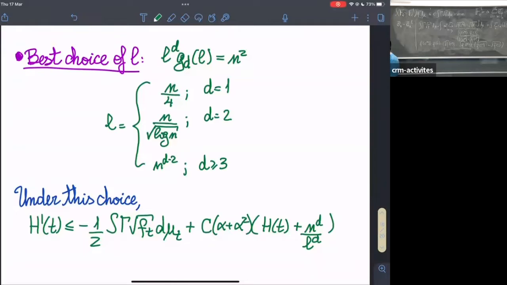So now we can use the Grönwall. Well, here, calling it Grönwall is a little bit overshooting. It's just that we can multiply by e to the c alpha plus alpha squared times t, and do the integration. We can just solve this differential inequality, and we are going to get a bound on H_t, and the bound we are going to get is of order n to the d divided by l to the d, where l are those guys there.